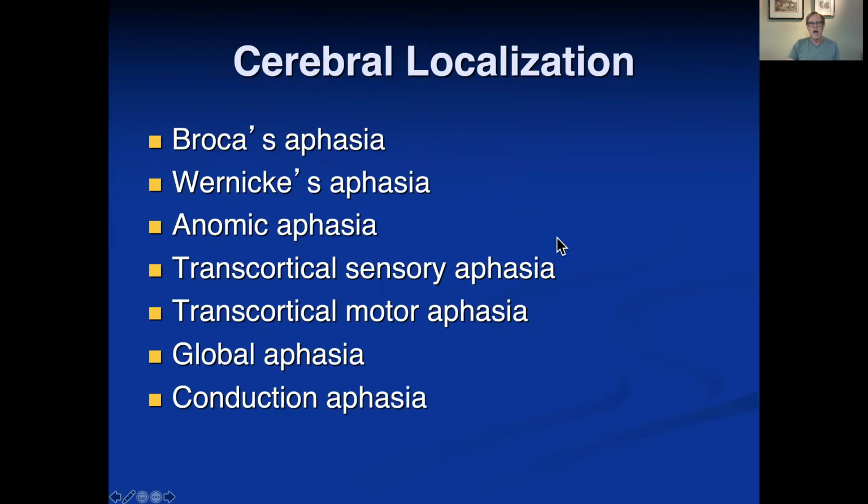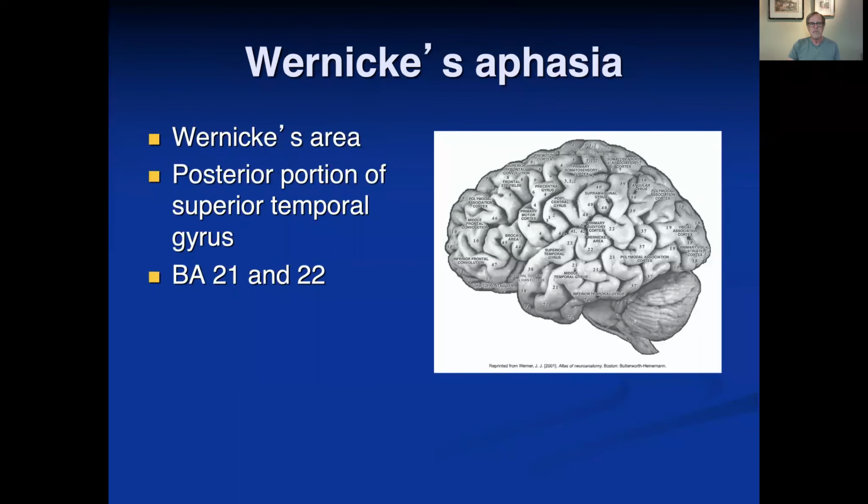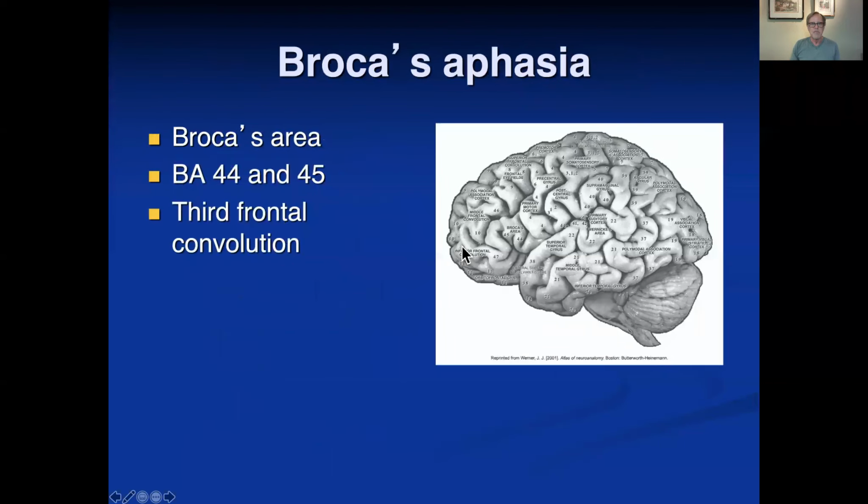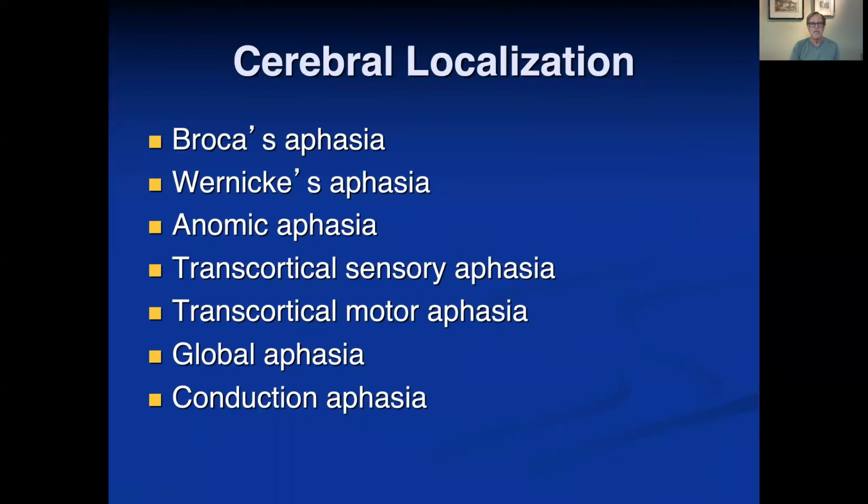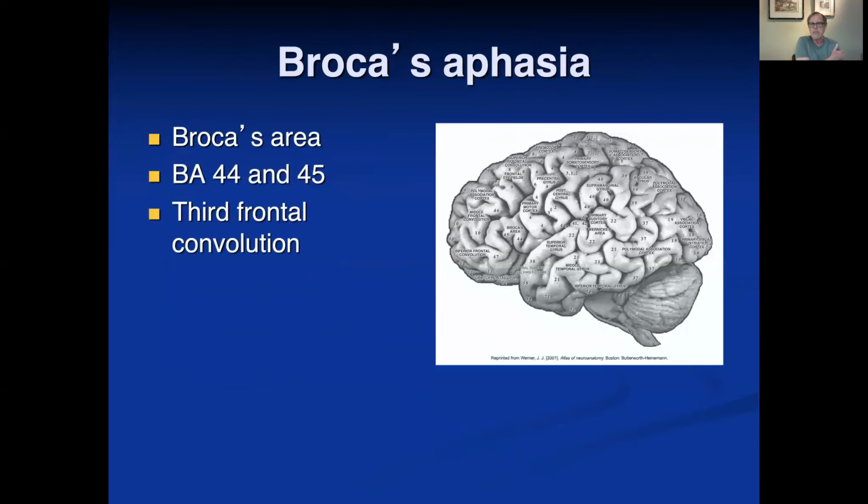Okay, let's look at cerebral localization of each of them. So here are the ones we're going to look at: Broca's, Wernicke's, anomic, transcortical motor, transcortical sensory, global, and conduction. And this is a familiar illustration to you, I think, from one of the chapters.